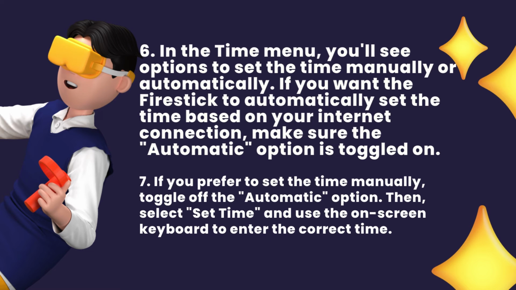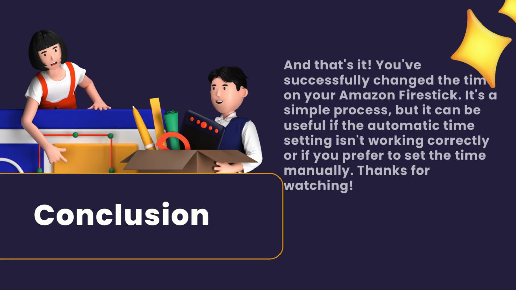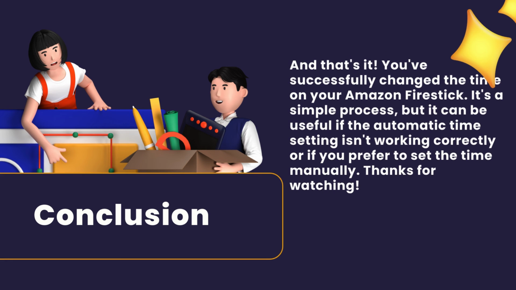Then, select Set Time and use the on-screen keyboard to enter the correct time. Conclusion. And that's it. You've successfully changed the time on your Amazon Firestick. It's a simple process, but it can be useful if the automatic time setting isn't working correctly, or if you prefer to set the time manually.